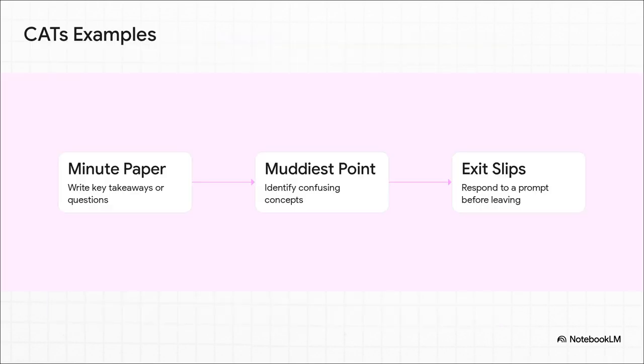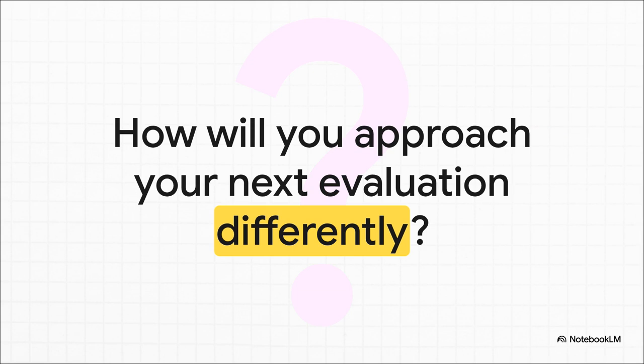And to make this continuous feedback loop a reality, educators are leveraging quick, low-stakes, data-driven tools known as classroom assessment techniques, or CATs. Think of a minute paper where students just quickly write down their key takeaways, or the muddiest point where they literally tell you the concept they found most confusing that day, or even just a simple exit slip responding to a prompt before leaving the room. These are fast, simple, low stakes, but exceptionally high-impact ways to constantly recalculate that learning GPS before the class even ends.